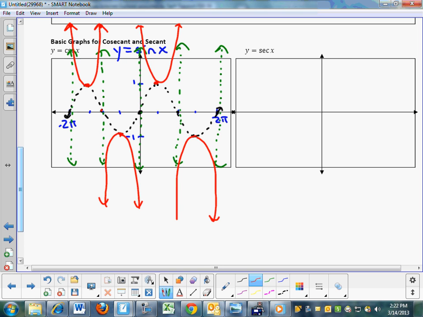So let's do the same thing again with secant. Instead of graphing secant, what do I graph? Good, cosine. What's the amplitude of cosine? 1. What's the period? 2 pi divided up into 4 spots.